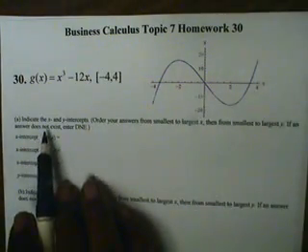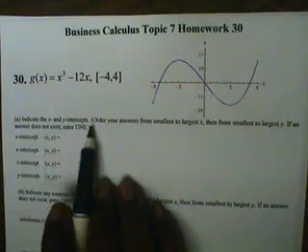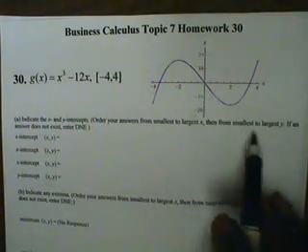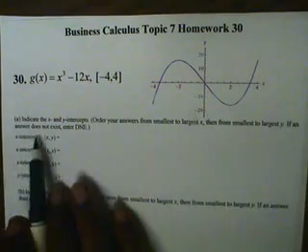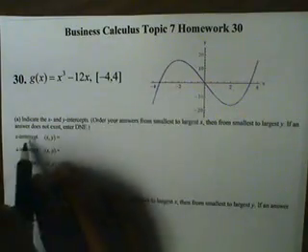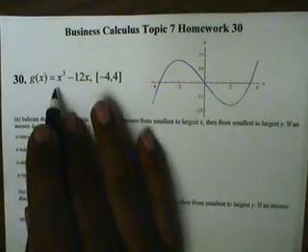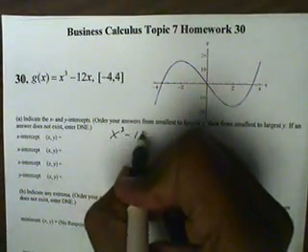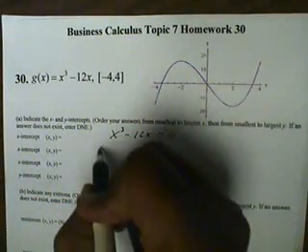Now, we want to indicate the x and y intercepts, and order your answers from smallest to largest, and then from smallest to largest for y. If the answer doesn't exist, just enter does not exist, D and E. So first we'll find the x-intercepts. We find x-intercepts by setting the original equation equal to 0 and solve for x.